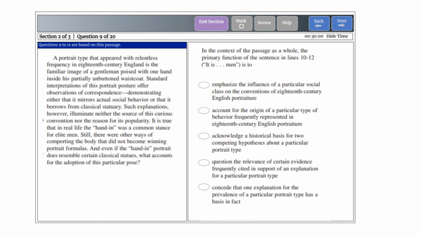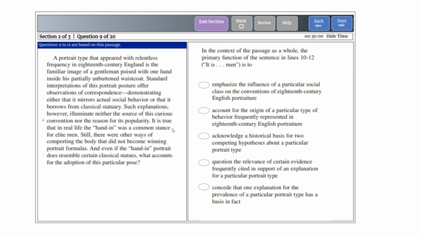So let's take a look at a question from the actual practice test. So go ahead and take some time to read through this one and get an answer. Okay. In the context of the passage as a whole, the primary function of the sentence in lines 10 through 12 is to blank. So if we go and read that line, it is true that in real life the hand in was a common stance for elite men. Why is that line there? Well, the line itself is not going to tell us why it's there. We're going to need to read around it.